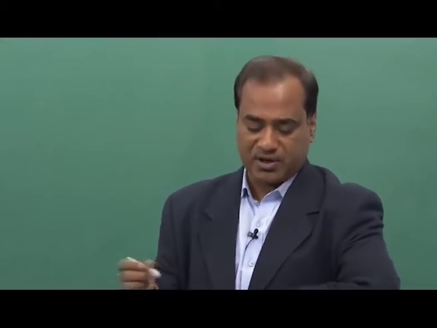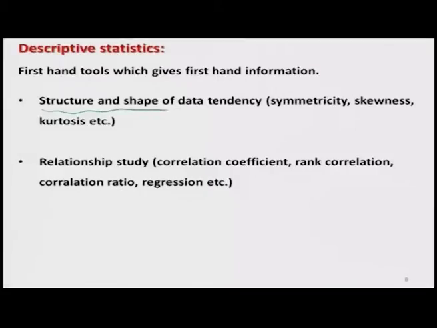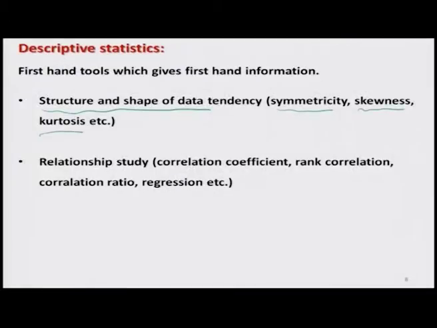So, now we come to the third aspect, where we want to study the structure and shape of the data, and we want to see its tendency. What do we mean by this? There can be various features inside the data. Here we are going to study 2 aspects: symmetry, which is measured by skewness, and another property, kurtosis. After that we will take up how to study relationships through correlation, etc.